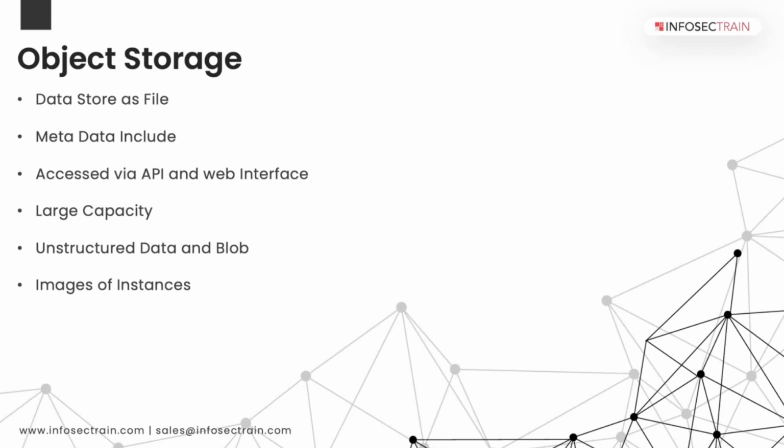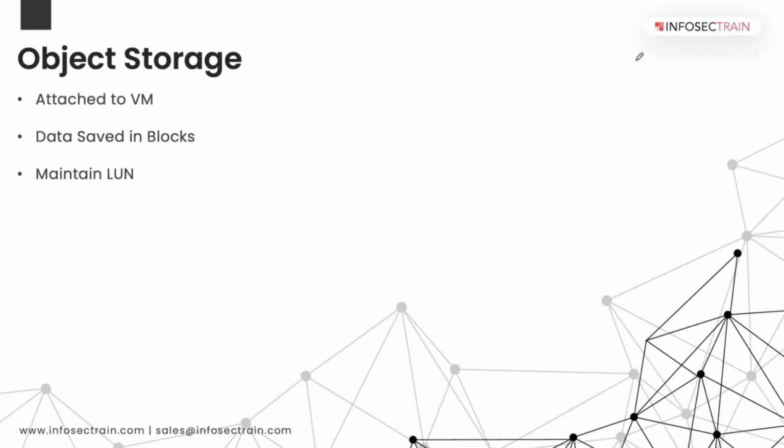And when we talk about some examples, there is the AWS S3 bucket, Rackspace Cloud Files, Microsoft Azure Blob, Google Cloud Storage Bucket, and IBM Cloud Object Storage. These are some examples of your object storage.